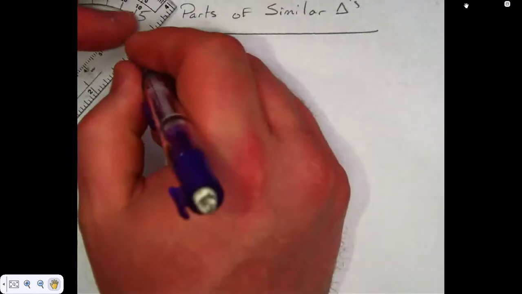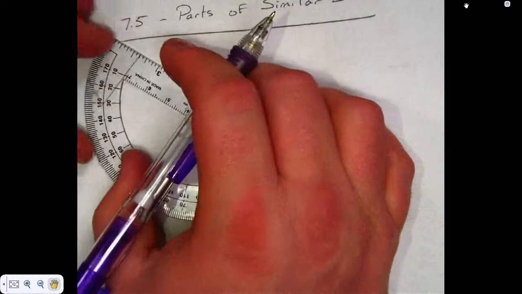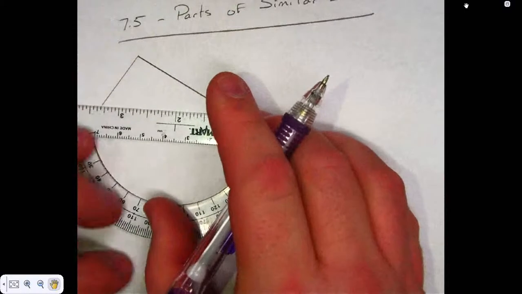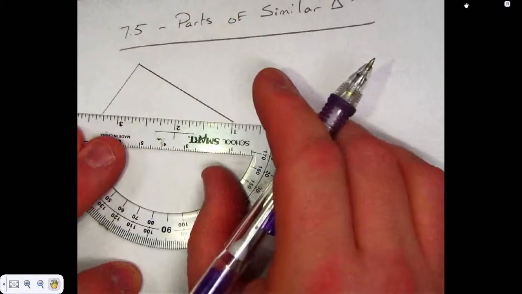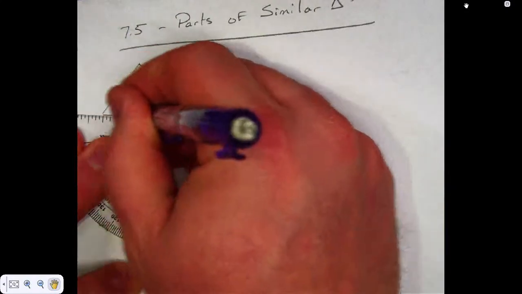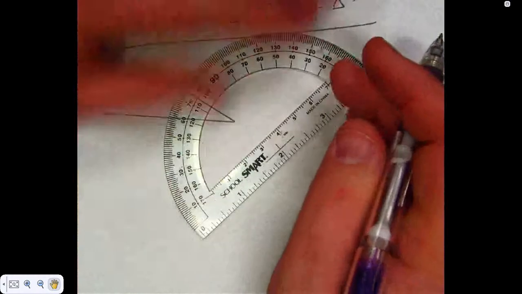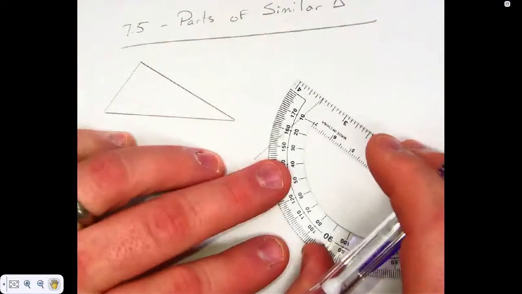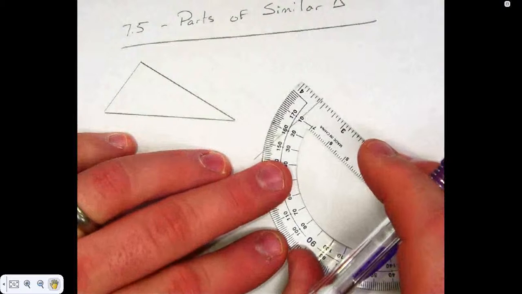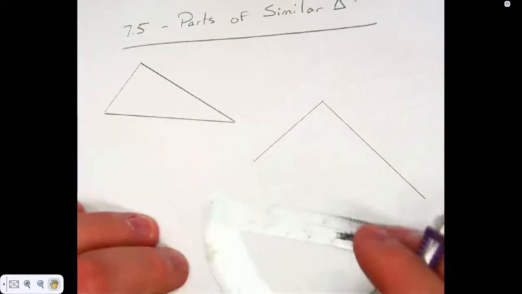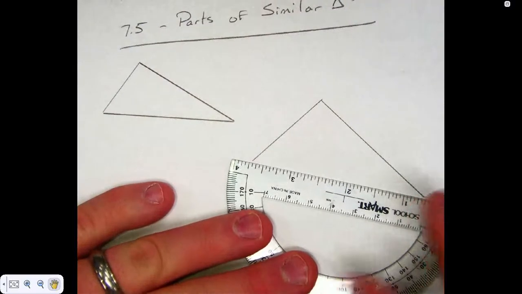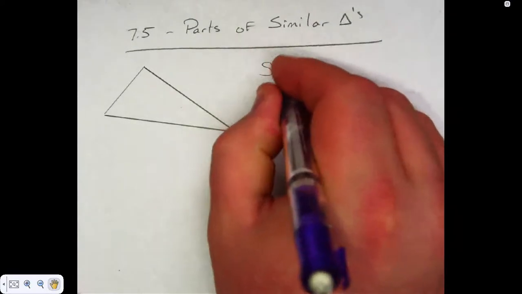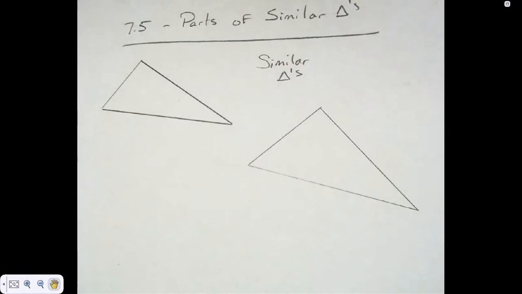Let's say I've got two similar triangles here. So I'll draw two nice big similar triangles that we can label a little bit. We've got two sets of similar triangles.